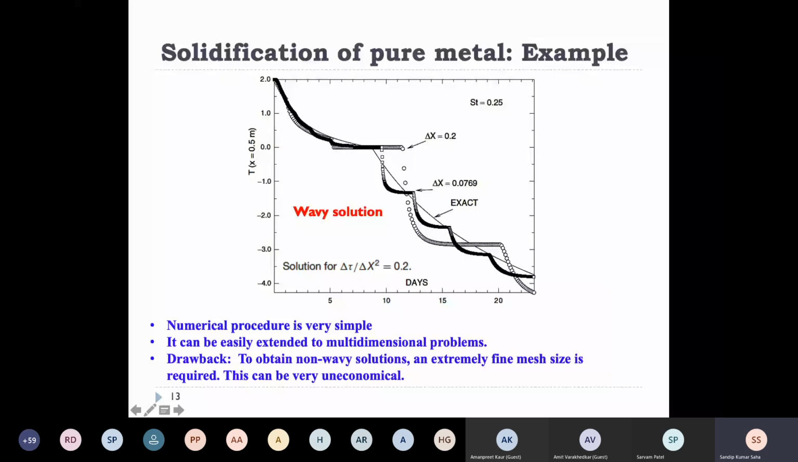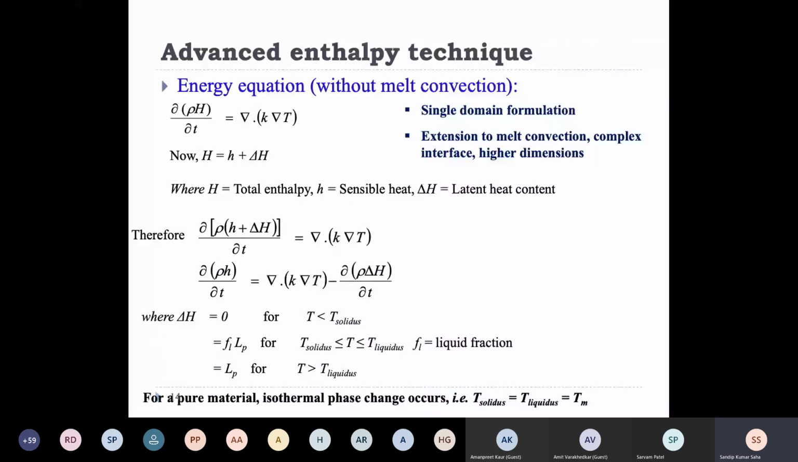Rather, I will show you how this model is further improved. Although I have named it the advanced enthalpy technique, it's not really like that. Why have I termed it so? Because here the enthalpy is split into two parts, and that's why I have named it the advanced enthalpy technique. The concept here is that the enthalpy H, rho H, which I told you in my previous slide, is now split into two parts: one is the sensible heat content, and another is the latent heat content. So H plus delta H.